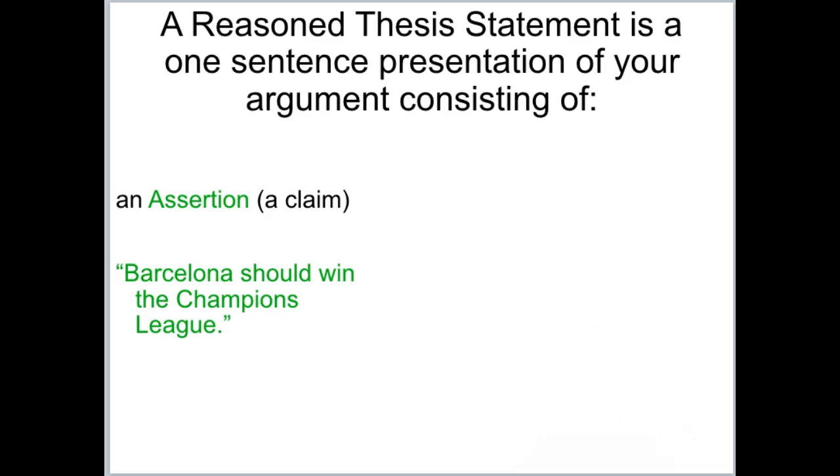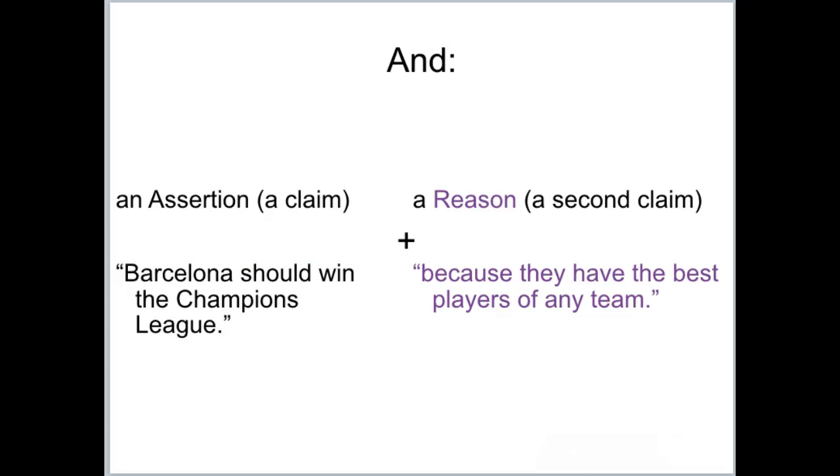Now, briefly in terms of structure, I want to make sure that we have the structure down. You always need to make a claim in your papers. You need that assertion. Now I'm going to say Barcelona should win the Champions League. That's going to be my assertion for the coming examples. You're going to pair that with a reason. So because they have the best players of any team is going to be my reason for this claim.